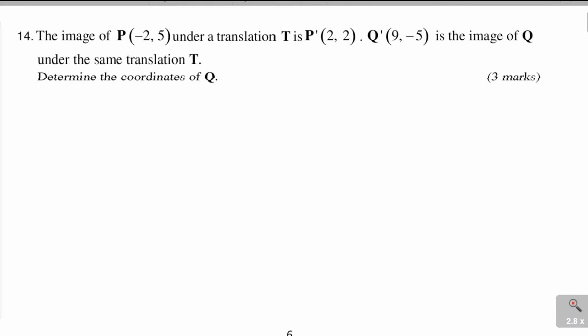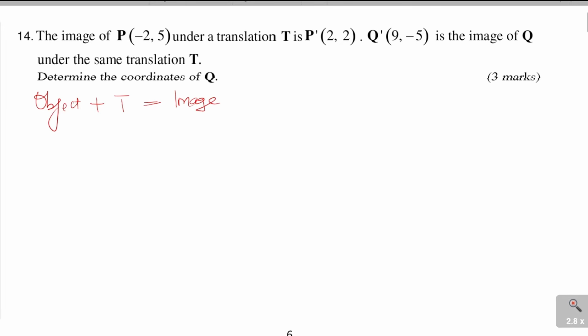Question 14. The image of P(-2, 5) under a translation T is P'(2, 2). Q'(9, -5) is the image of Q under the same translation T. Determine the coordinates of Q. This is a question on translation, and there's something very important. For translation, if you're given the object, to get the image we add the translation vector. That is how you work out the translation.